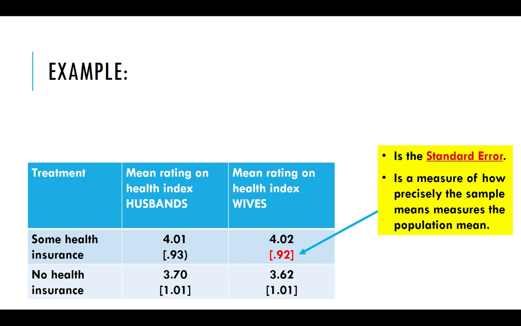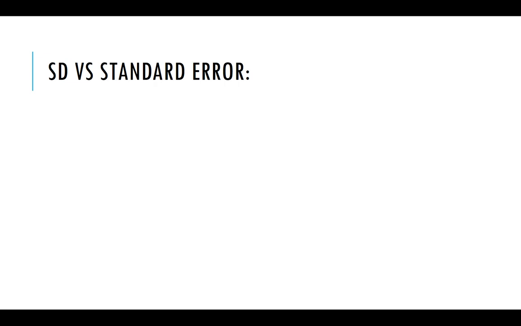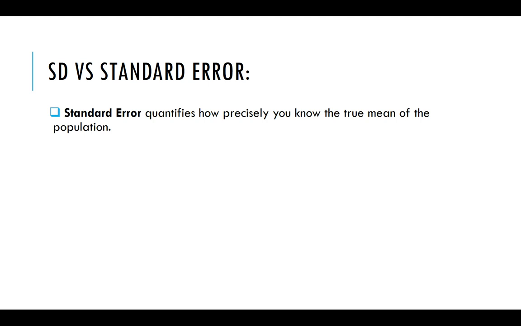So, our standard error is a measure of how precisely the sample mean is going to measure the population mean. How good of a job did we do? How reflective is our sample mean in terms of telling us something about our population mean? So, before we go down this rabbit hole, let's just review the idea. Our standard error quantifies how precisely you know the true mean of the population. Remember, we're collecting a sample and we're trying to infer something about the true mean of that population.